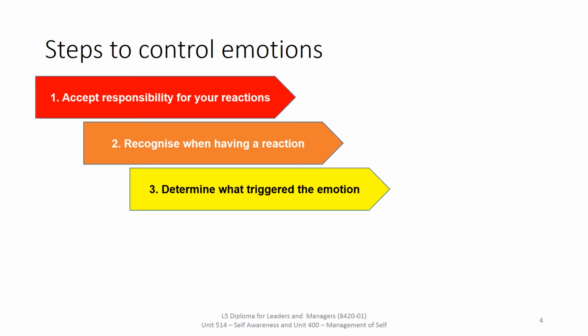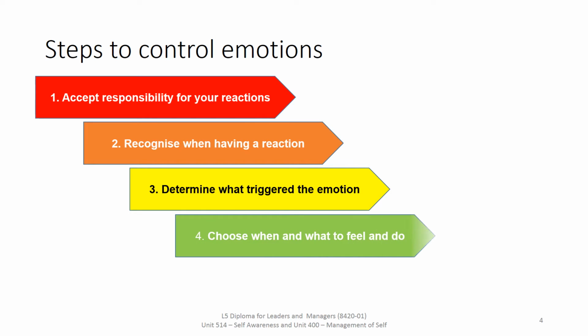Step 4 is about being able to choose when and what you want to do, what you want to feel, what you want to do about that trigger. Because it's happened, it's now important what you do with it. We can practice to control our emotions and to react to our triggers.